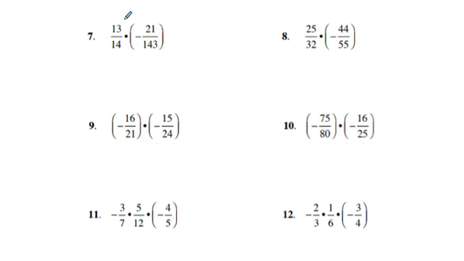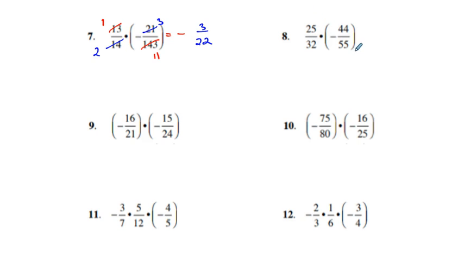All right, next group here. The parentheses are optional here. You don't have to put the parentheses. Sometimes books do that, but let's see. So positive times a negative is going to be a negative. 13 and 143. 13 goes into 13 once. 13 goes into 143 actually 11 times. 21 and 14, divisible by 7. That goes in there twice. That goes in there 3 times. So 1 times 3 is 3. 2 times 11 is 22, giving you negative 3 over 22.